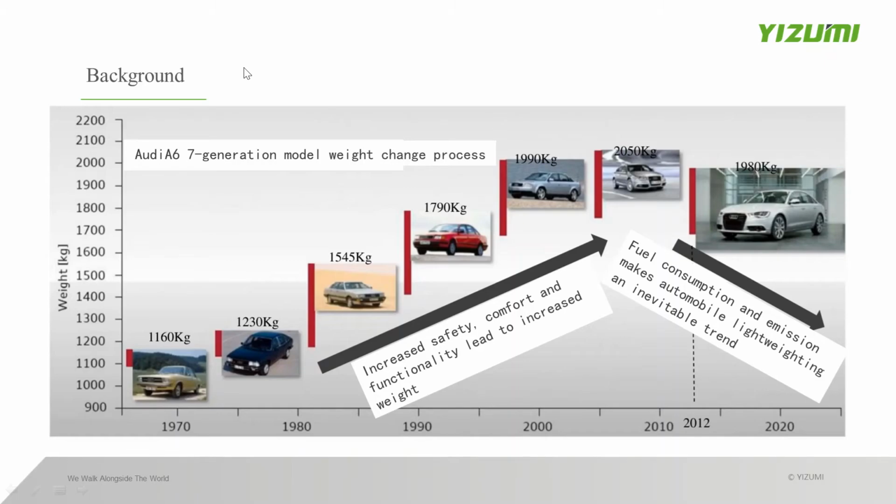Okay, for the first background, I chose it from the automobile industry: the Audi A6, the 7th generation model weight change process. We can follow the curves in here. The numbers are clear. The weight has increased because of safety, comfort, and function requirements. The car's weight keeps increasing.